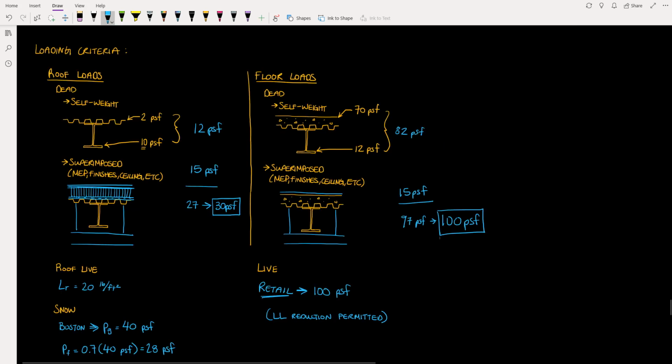So now we have our full loading criteria laid out for this building, for the roof and all of the floors. For the roof, we will use 30 pounds per square foot dead load, 20 pounds per square foot roof live load, and 28 pounds per square foot snow load. For the floors, we will use 100 pounds per square foot dead load, and 100 pounds per square foot live load.